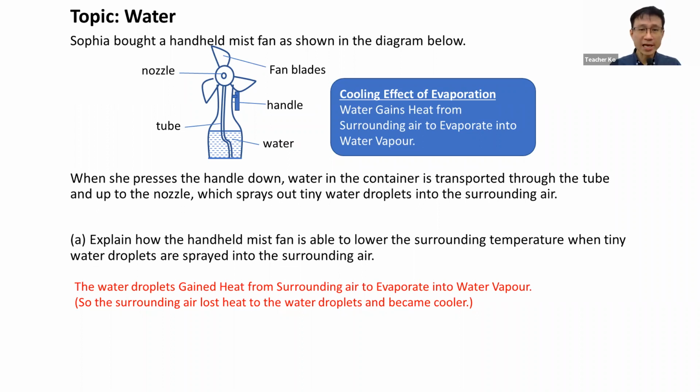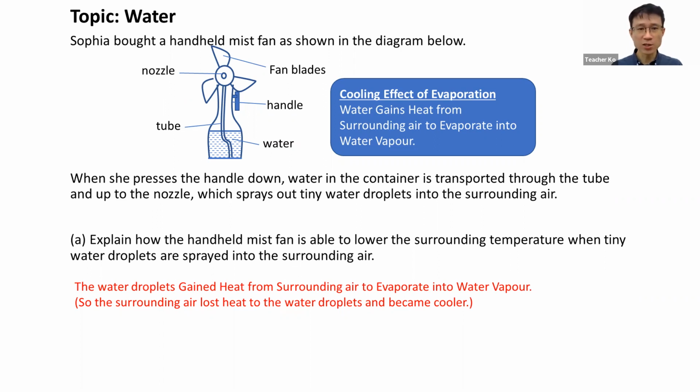Because water droplets gaining heat from the surrounding air is the same as surrounding air losing heat to the water droplets. But the second sentence is useful because it addresses the surrounding air. It answers why the surrounding air will cool down, because the surrounding air loses heat, although it has the same meaning as the water droplets gaining heat. Okay, so that is part A.